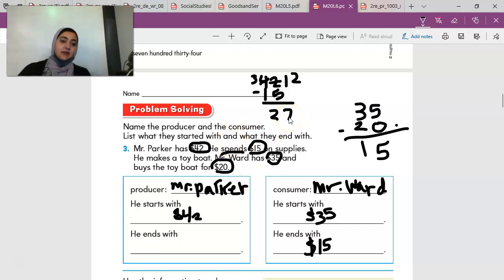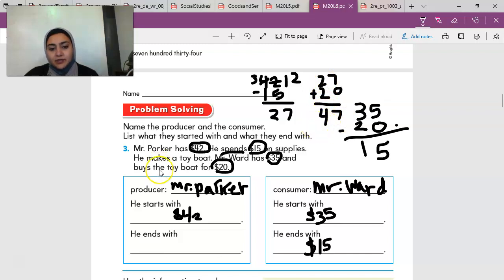He has $27 after he bought the supplies. But now he made, how much money did he make off Mr. Ward? $20, because Mr. Ward bought the toy boat for $20. So now Mr. Parker has $27 left after buying the supplies, and then Mr. Ward gave him $20 for the boat he made. How much money does Mr. Parker now have? 7 and 4. That's how much? $47. So he ends with $47.